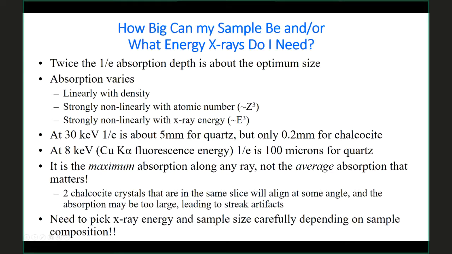If you're considering X-ray fluorescence, like copper K-alpha X-ray fluorescence at 8 keV, the 1 over E depth is only 100 microns for quartz. So if you wanted to do fluorescence tomography, looking at the fluorescence of a piece of copper coming out of quartz, it's not going to make it through even half a millimeter of quartz.